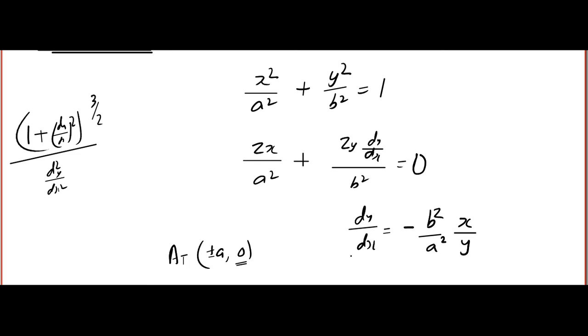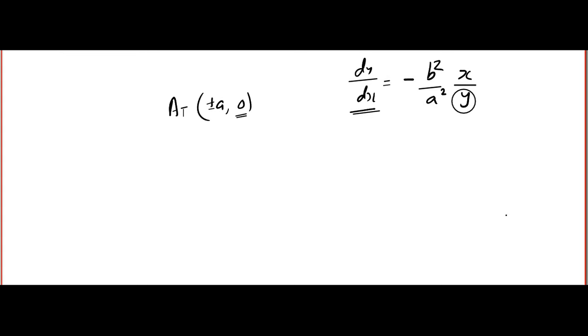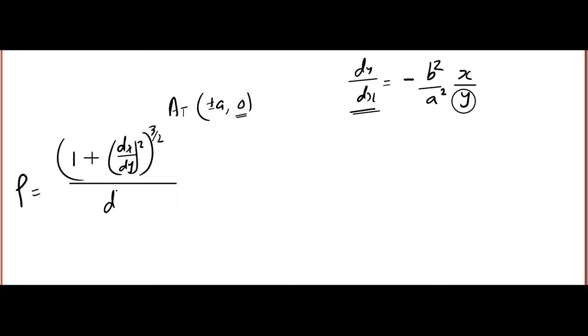Now just imagine what happens when the denominator becomes 0. The derivative will become infinity. So in such cases, when the derivative becomes infinity, you don't have to worry. The radius of curvature is given by 1 plus dx by dy the whole squared, the whole power 3 by 2, the whole divided by d square x by dy square. Because if a fraction becomes infinity, the reciprocal will become 0.